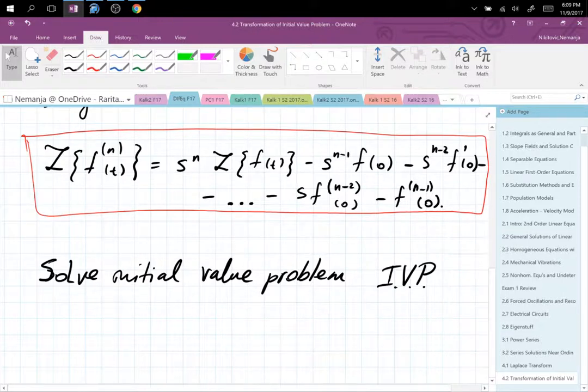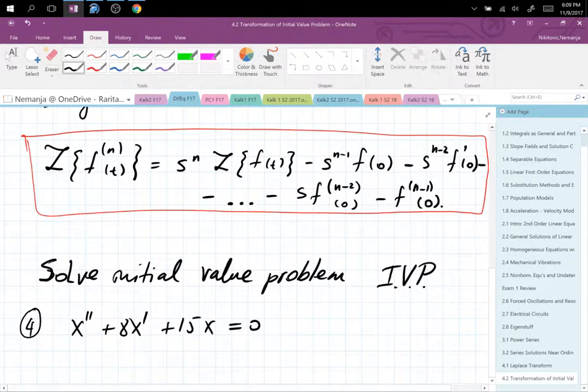So here's number 4. x double prime plus 8x prime plus 15x equals 0. x of 0 is 2. And x prime of 0 is 3.